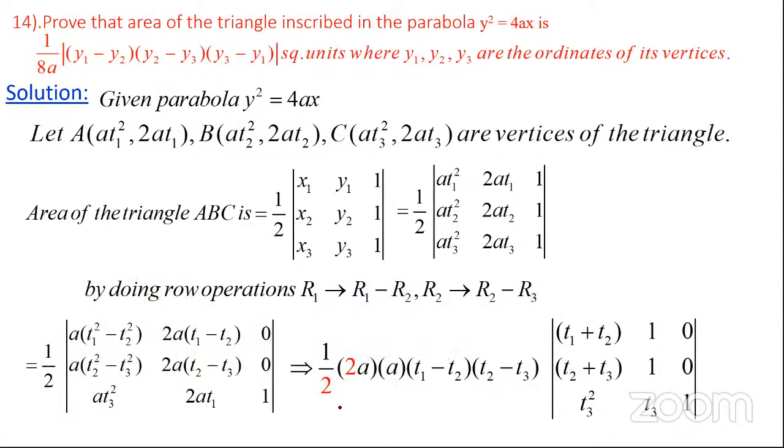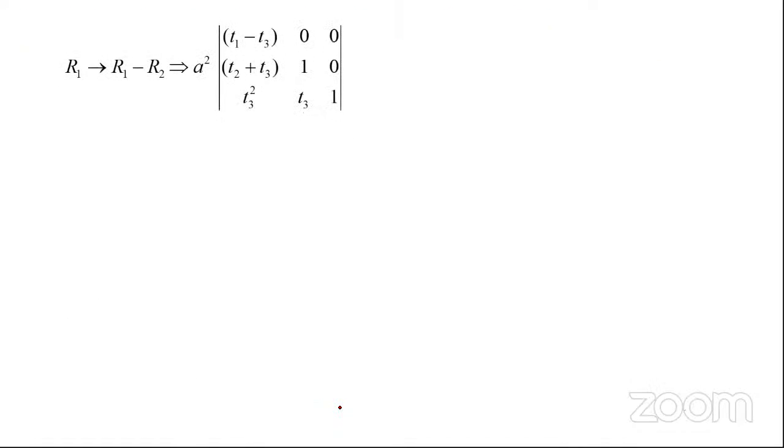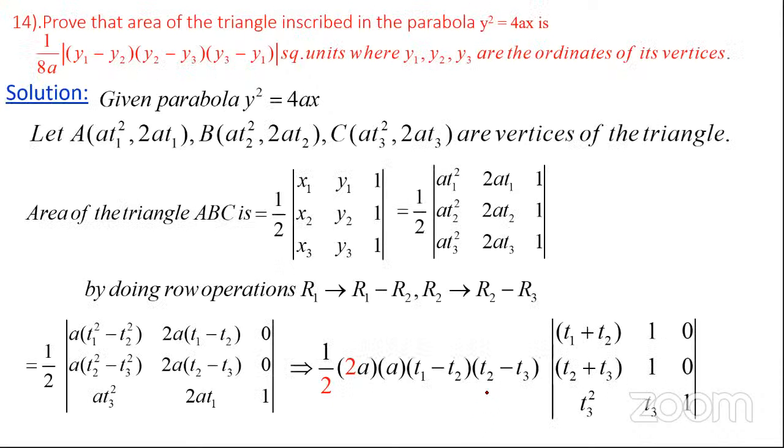So 1 by 2 of 2A of A of T1 minus T2, T2 minus T3, into T1 plus T2 1 0, T2 plus T3 1 0, T3 square T3 1. So then you have to solve this one again. So then R1, again doing row operations. So this is nothing but R1 is R1 minus R2, that is A square of. So here we get only these two values.